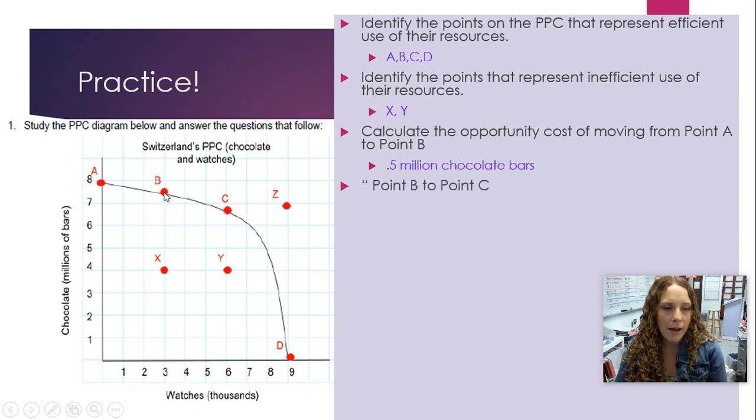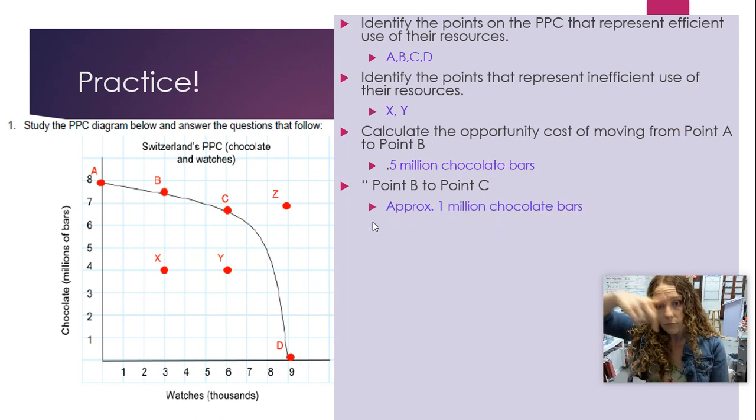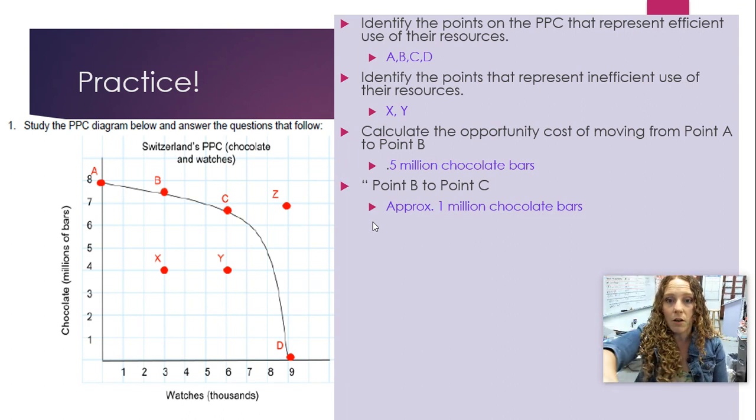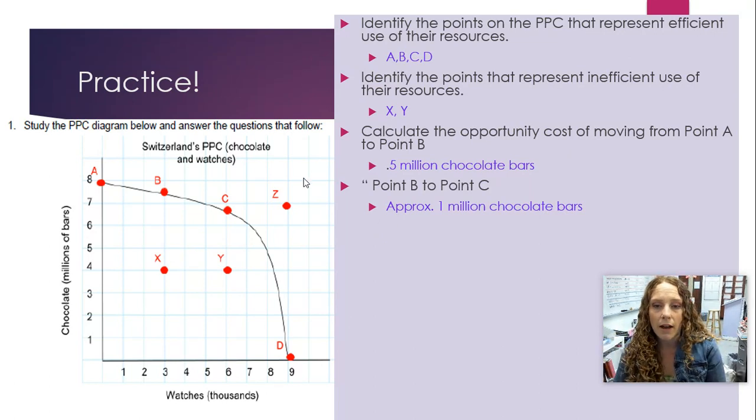Well, we said we were at about 7.5 million bars of chocolate here. This, we'll call that 6.5 million. Again, it's a little bit higher than that, but 6.5 million in order to go from 3,000 watches to 6,000 watches. So that is a difference of approximately 1 million chocolate bars. So notice again, we increased the number of watches by 3,000 each time, but notice that the opportunity cost increased, increasing opportunity cost. That's why it's bowed out like that.